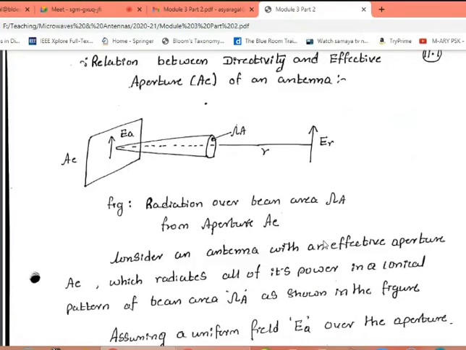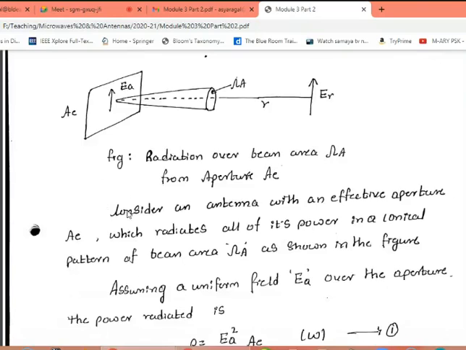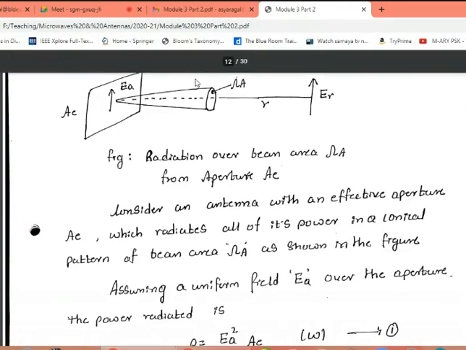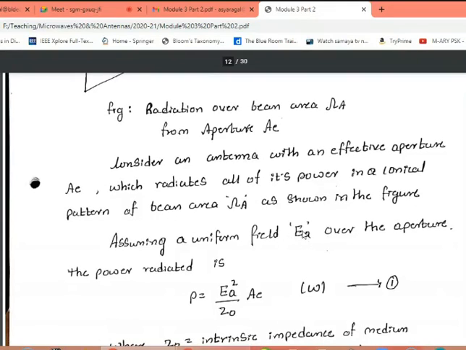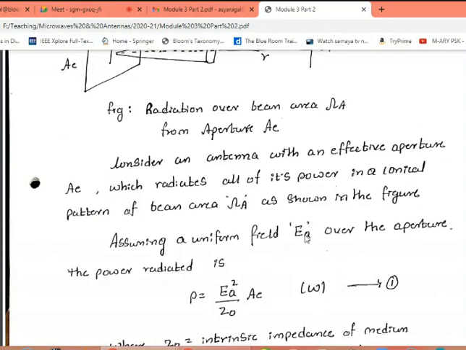Now consider an antenna with an effective aperture AE, which radiates all of its power in a conical pattern of beam area, as shown in the figure. Assuming a uniform field over the aperture, how much power is radiated? P equals E squared divided by Z naught into the effective aperture AE. Z naught is the characteristic impedance.